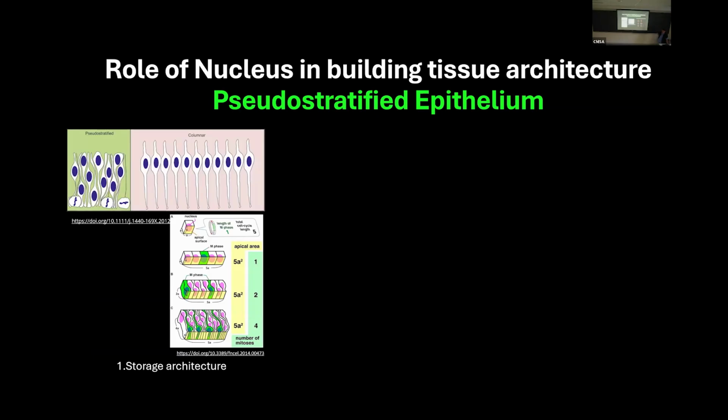us, along with a couple of other labs, we have been thinking of this architecture as a storage architecture. This pseudostratification, moving the nucleus onto different vertical planes, is allowing you to store more cells in a unit volume. And in principle, it increases the proliferativeness of the tissue because you're sharing the same apical area between more cells.